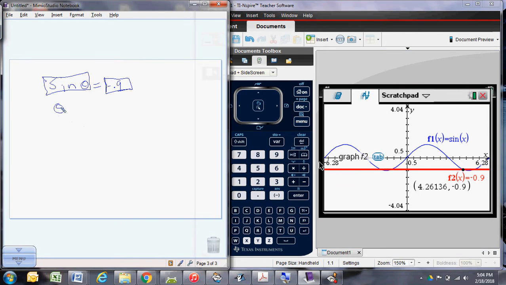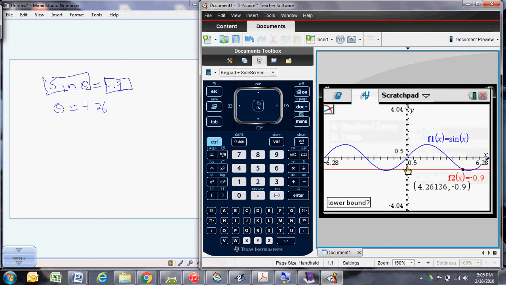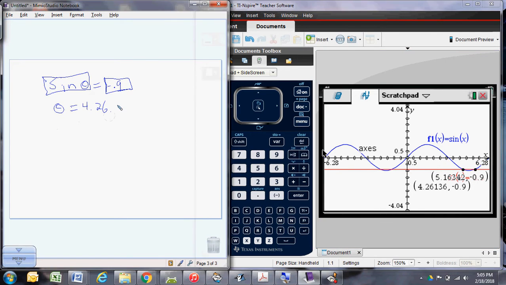So now we have theta equals 4.26. You don't use the y value. The y value is going to be -0.9 because that's what we're trying to find. But where else does it cross? So we go back through that process again, menu, analyze graph, find an intersection, and pick the left bound and the right bound. So somewhere in between there and there is the other one, and it looks like 5.16. So I got 4.26 and 5.16. That's the same two answers I got by using inverse trig before, using the calculator and then converting it.